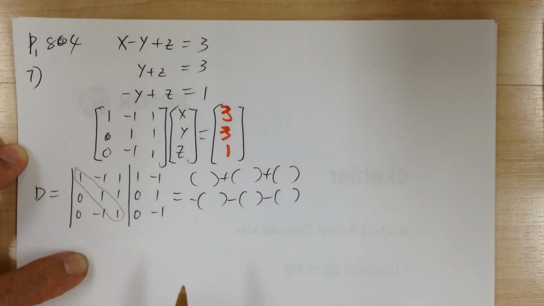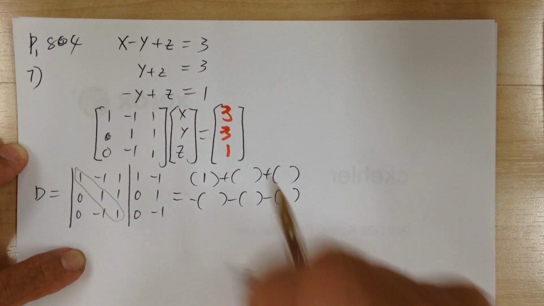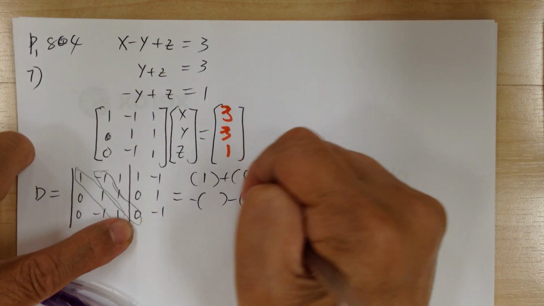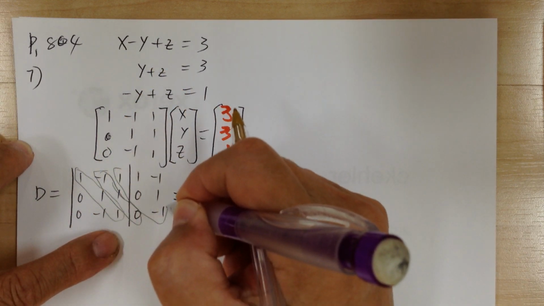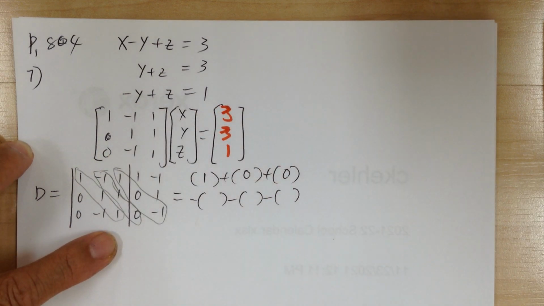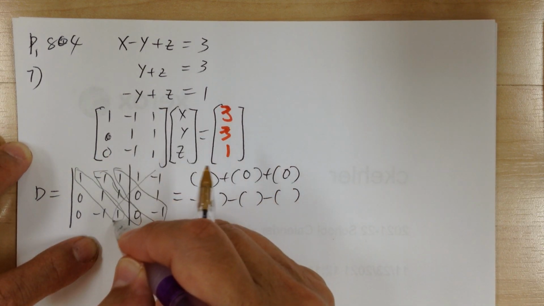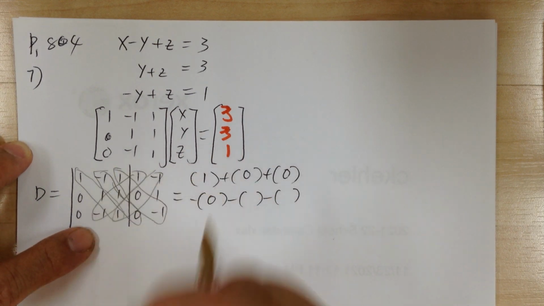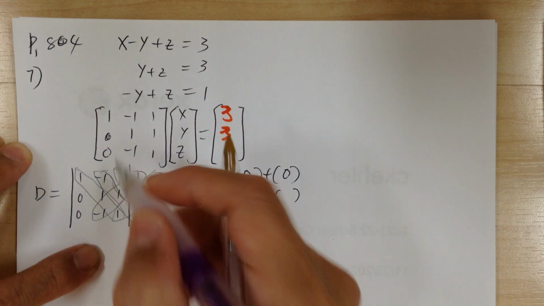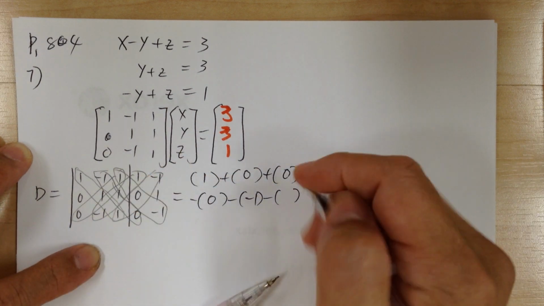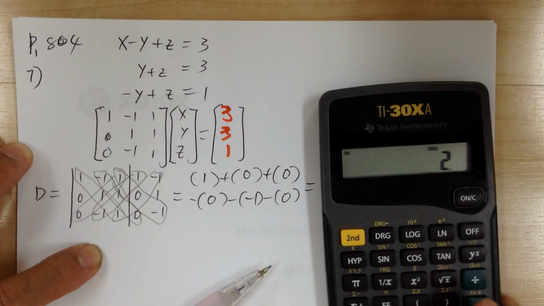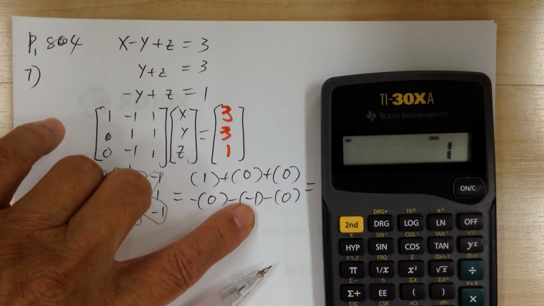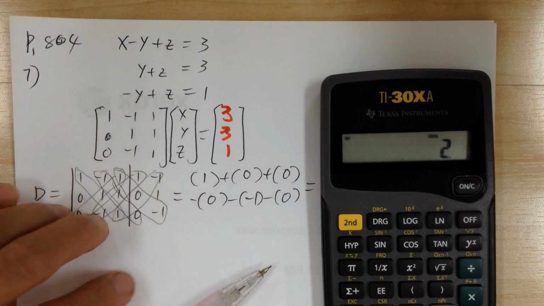So my first diagonal is 1. My next diagonal is 0, because there's a 0 over here. My next diagonal is 0. Now go to the opposite direction. Okay, again, there's a 0, so it's going to be a 0. This one's going to give me a -1. And the next diagonal equals 0. Okay, so let's see what we got. Okay, so you got 1. And minus minus becomes plus 1. So equal to 2.